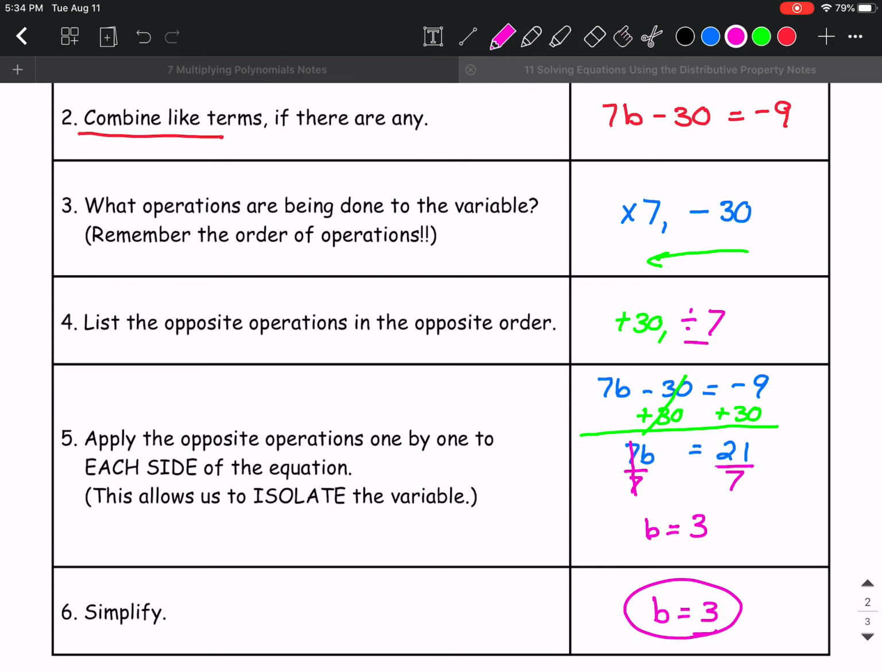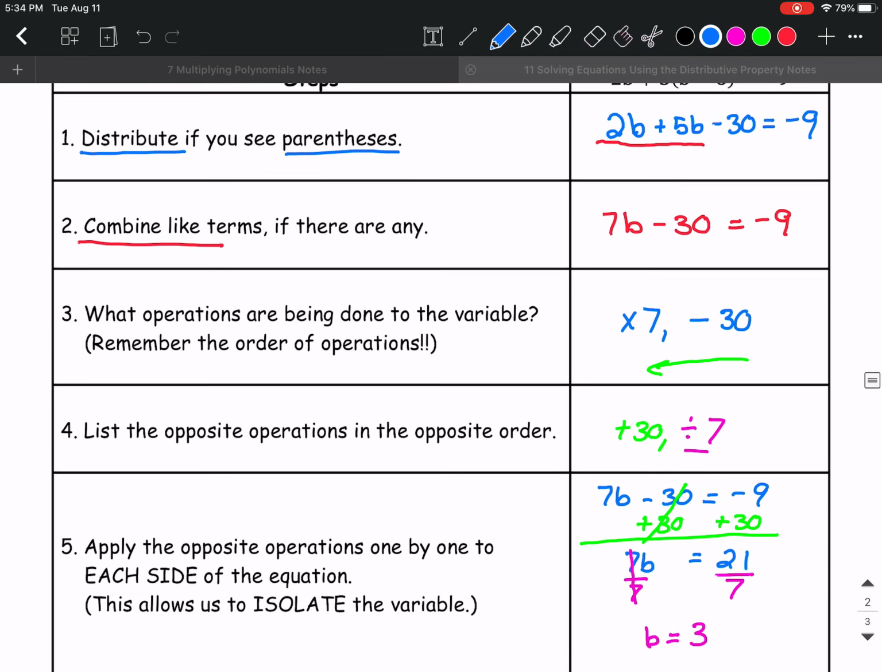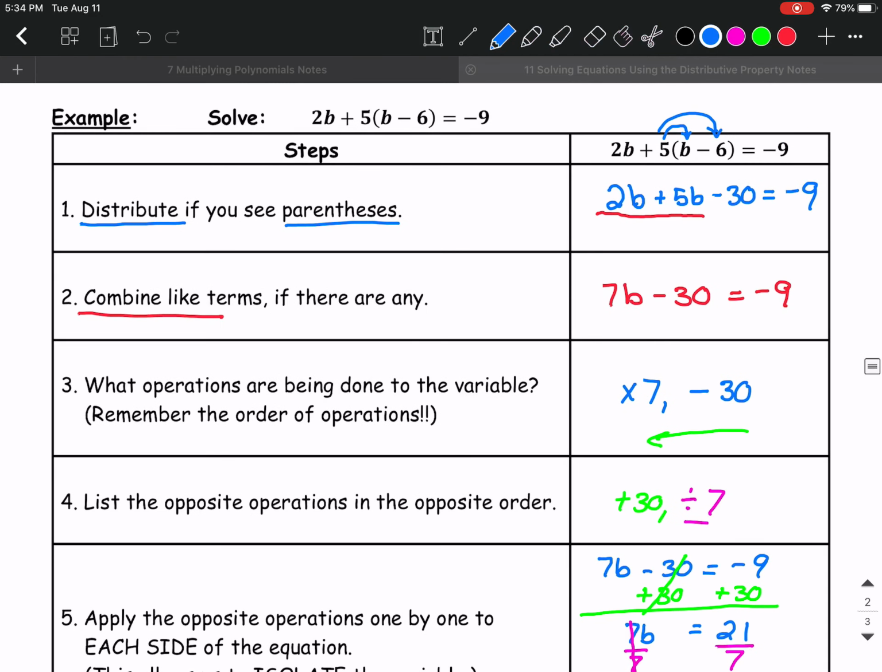And there you go. So it's the same as what we were doing yesterday, only we're adding one step at the beginning where we have to distribute if we see parentheses. So we put one more step at the top: if there's parentheses, we're going to distribute.